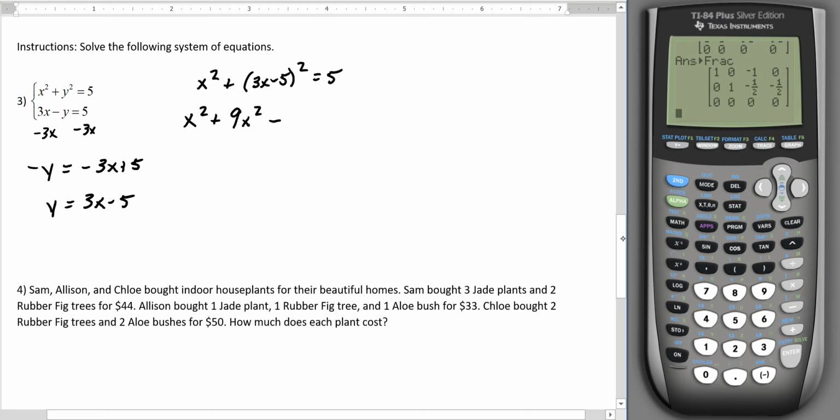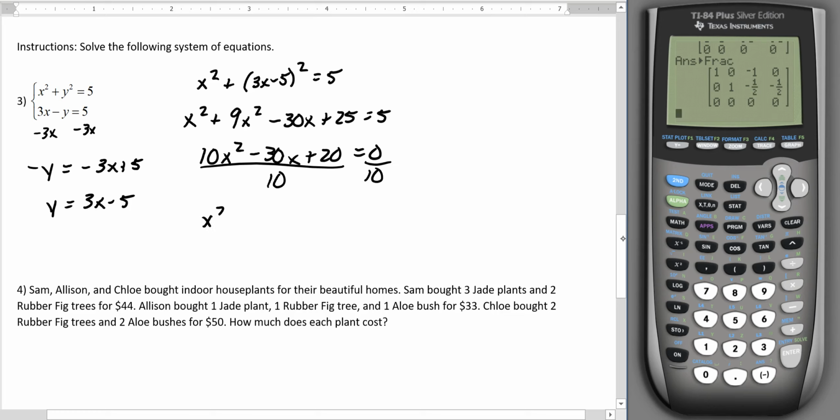This will become minus 30x plus 25 equals 5. So I'm going to have 10x squared minus 30x plus 20, once I subtract that 5 over, equals 0. I can divide all of this by 10. Of course, technically I have to divide 0 by 10 too, and I get x squared minus 3x plus 2 equals 0. So when I solve this by factoring, I get x minus 2, x minus 1, which means that x equals 2 or x equals 1.